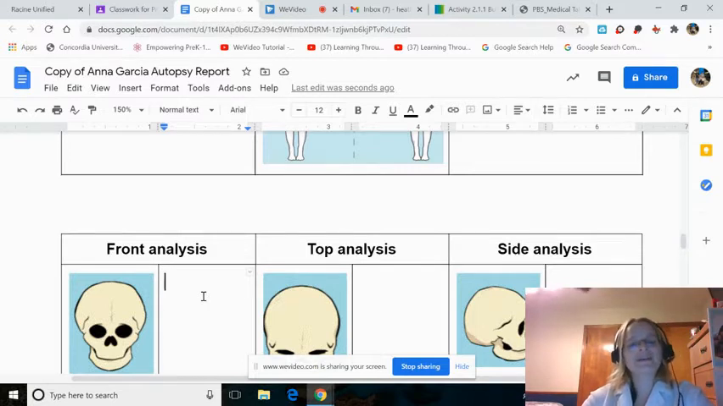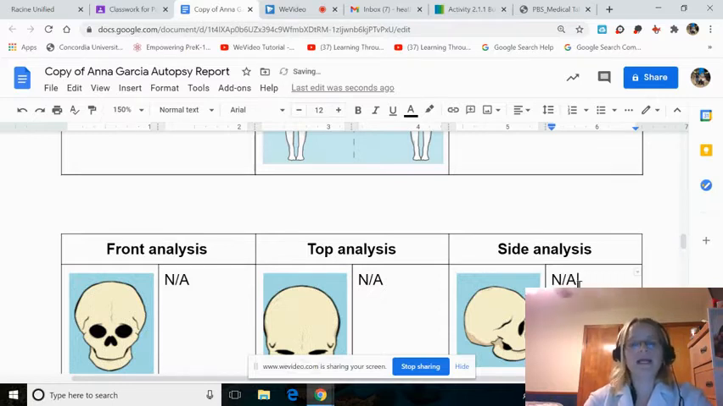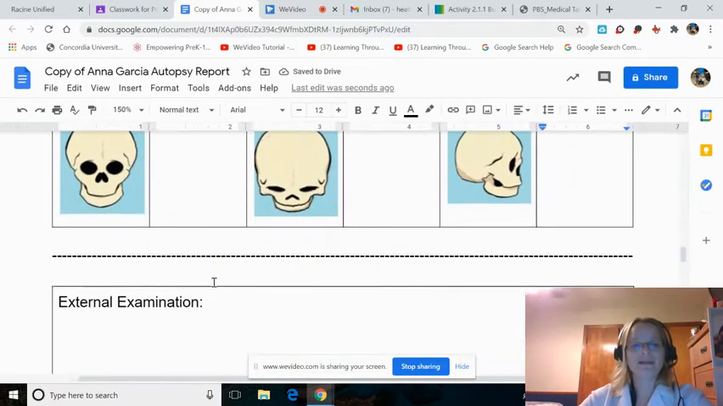All right, so her skull, there was no damage to any part of her skull. We're not talking about her brain. We're not talking about the skin on her head. We are talking about her skull. And there was no shattering, breaking, cracking of any bones in the skull. So we're just going to put NA for all of those.